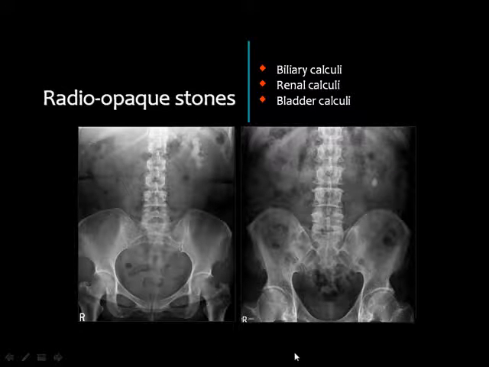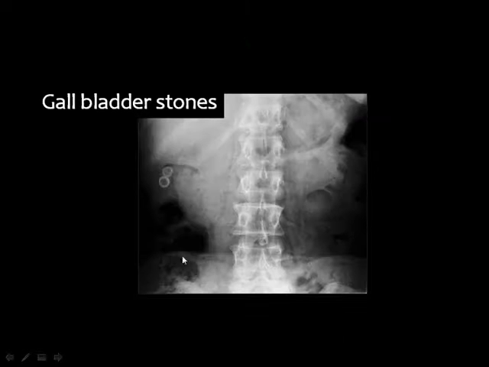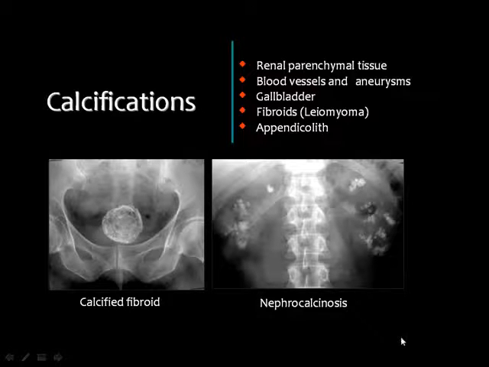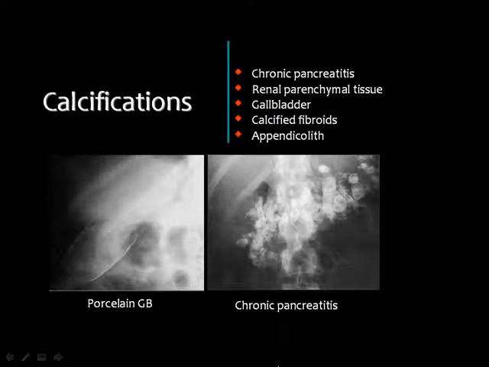And here is an example of radiopaque calculi, including renal stones, and this is a large, what we call a staghorn calculus, and this is another calculus in the left kidney. And here we can see two radiopaque calculi in the region of the gallbladder, outside the shadow of the kidney. And this is an example of multiple calcific areas in the kidney, diagnostic of nephrocalcinosis. And here we can see a calcified lesion in the pelvis of a female patient representing a calcified fibroid.